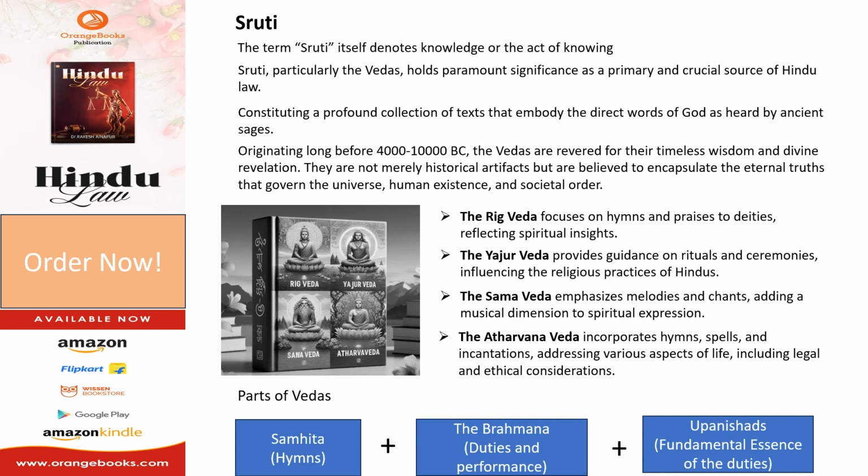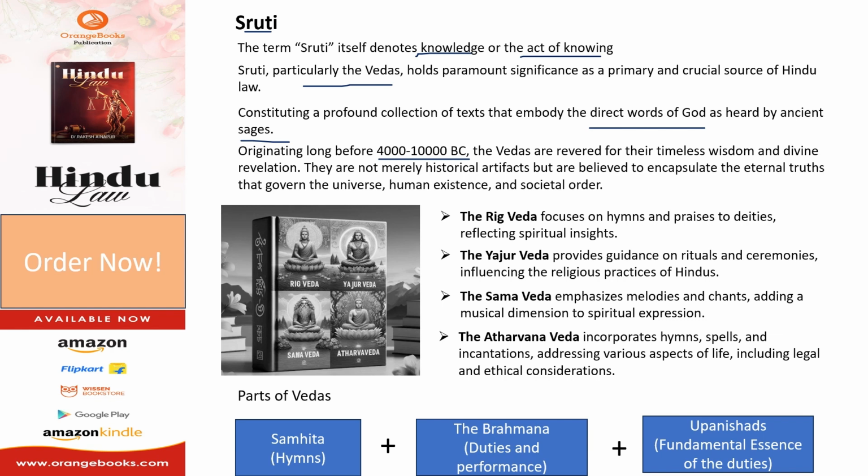Shruti is part of our ancient sources. Shruti is all about knowledge or the act of knowing. This is an ancient source for Hindu law, which originated from 400 to 10,000 BC. What Shruti actually means is where God has directed, or given his preachings, to the ancient sages. It is believed that our sages spoke to God directly, and they created the books, which are popularly known as Vedas.